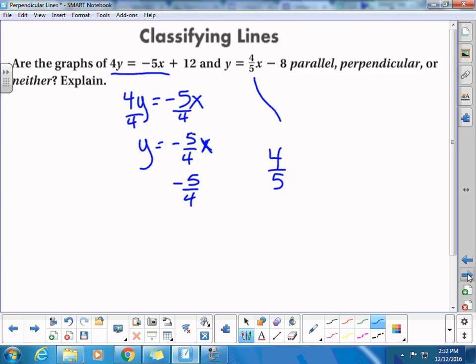They're not the same. Is it perpendicular? Well, if you flip this over, you would put 4 over -5, and then you would change the sign. So it would be 4/5, which is what they are. So these are perpendicular. And why? Because the slopes are opposite reciprocals.